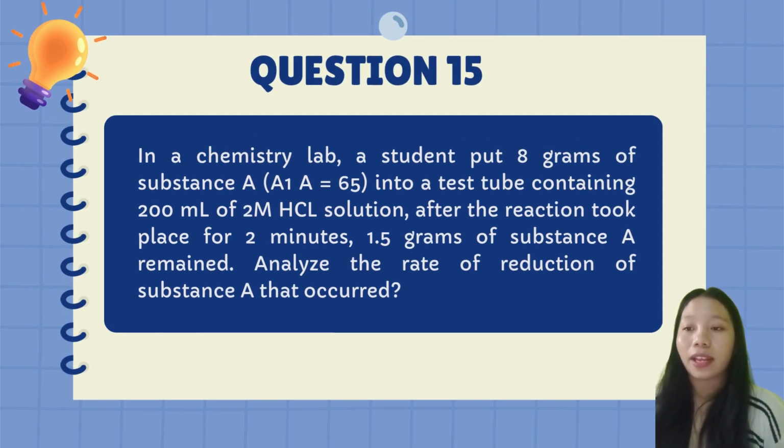Okay, next, let's start with question number 15. In a chemistry lab, a student put 8 grams of substance A, with A r equals 65, into a test tube containing 200 milliliters of 2 molar HCl solution. After the reaction took place for 2 minutes, 1.5 grams of substance A remained. Analyze the rate of reduction of substance A that occurred.